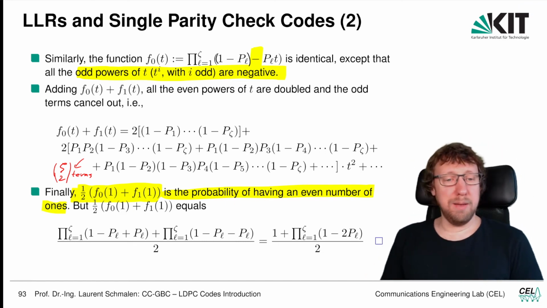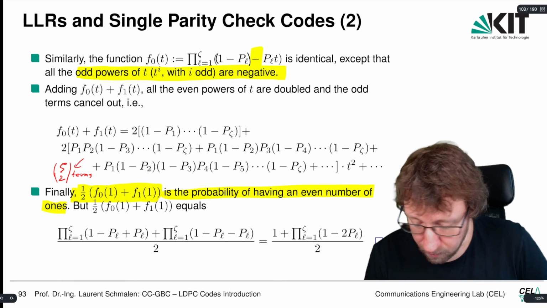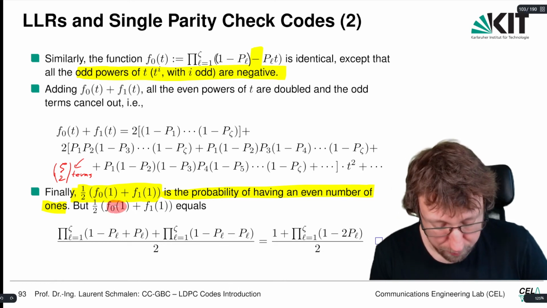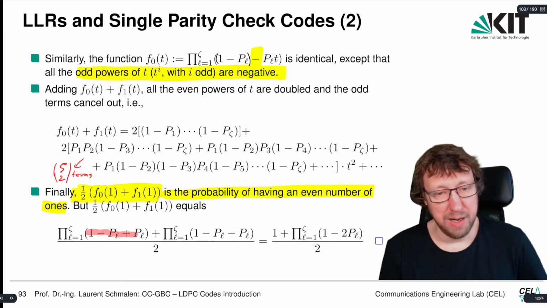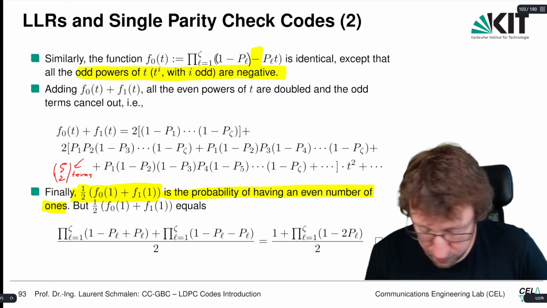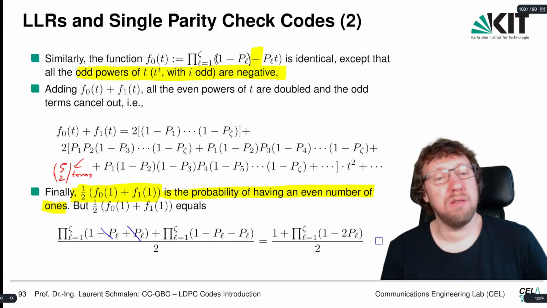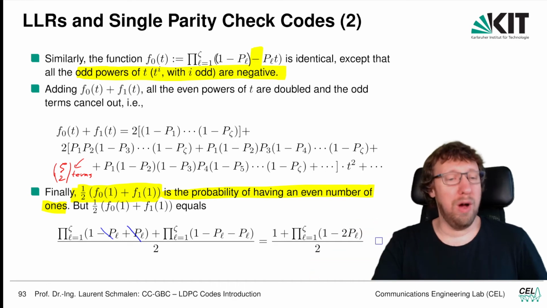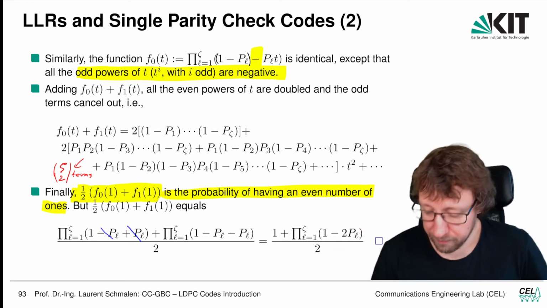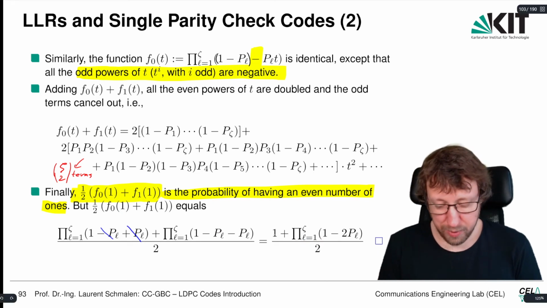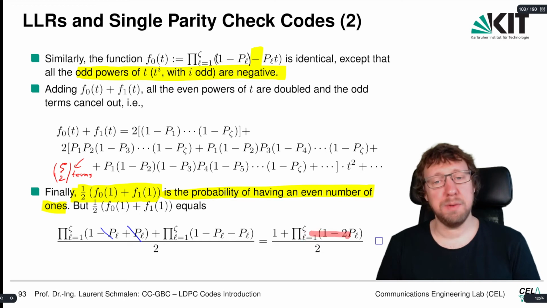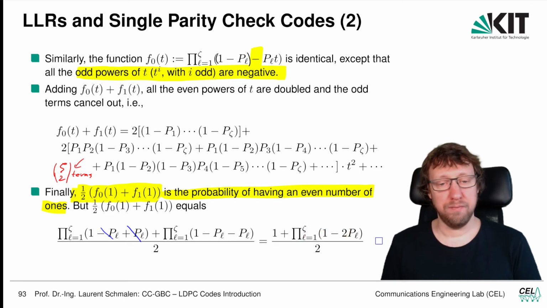Okay, so now how do we simplify this? Well, we just write out f0 of 1 and f1 of 1. So this is the product of 1 minus pl plus pl. We see that minus pl plus pl cancels. It's a product of 1s, so it's just 1. Plus the product of 1 minus pl with minus pl, which is 1 minus 2 times pl. So we have the expression 1 plus the product of 1 minus 2 times pl, divided by 2.